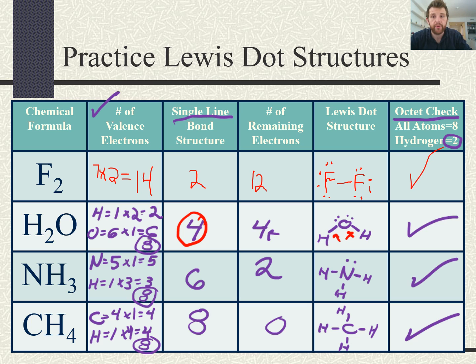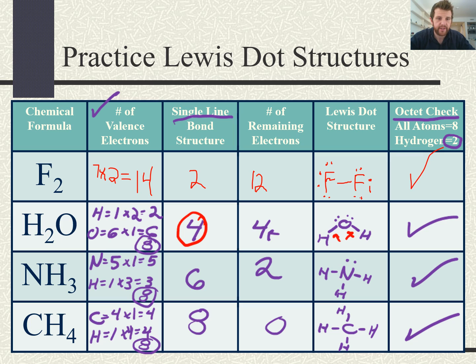And then I'm going to make sure everything has an octet, except hydrogen only needs 2. So hydrogen has 2, but oxygen only has 4. What a coincidence that I have 4 electrons remaining. So now oxygen has 8. Done. Looks good. Let's go through another one of these.